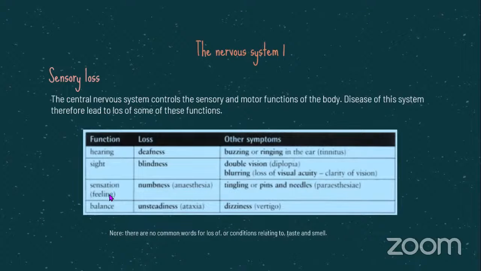Sensation or feeling: the loss would be numbness or anesthesia. Other symptoms, tingling or pins and needles, would also be called paresthesia. Another function would be balance. The loss is unsteadiness or ataxia. Other symptoms will be dizziness or vertigo.